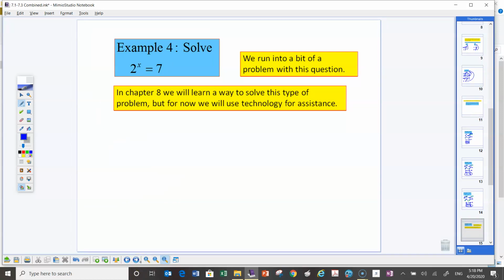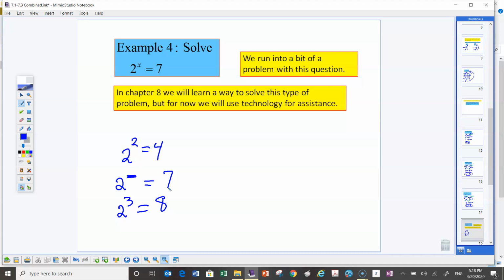Now, in this question, we have 2 to the power x equals 7. In this particular question, we have some issues because I can't get 7 in base 2. In Chapter 8, we'll learn how to solve this, but for now, we'll use technology to help us. I know that 2 squared is equal to 4, and 2 cubed is equal to 8, so 2 raised to some power between 2 and 3 has to equal 7. So we're just going to use our calculator and use a little guess and check here.